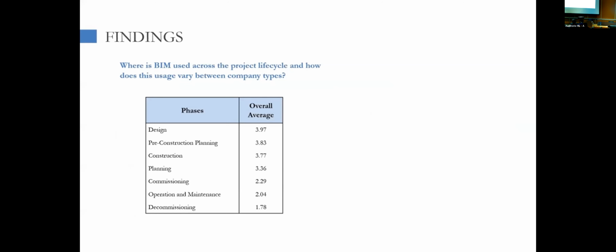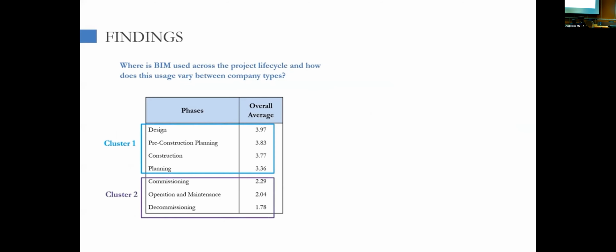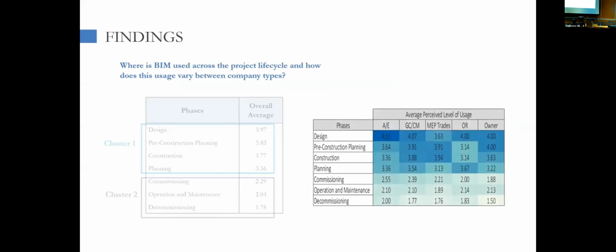So as we can see here, cluster 1 was design, pre-construction, construction, and planning, while cluster 2 was commissioning, operation, maintenance, decommissioning. So in this case, phases in cluster 1 use BIM significantly more than the phases of cluster 2. Again, the perceived level of usage of BIM throughout the life cycle of the construction project, we broke it down by company type. The analysis of this heat map showed that all companies have similar perception of the level of usage of BIM in each of the 7 phases of the life cycle of a construction project. We did not see any significant difference at any level of those project phases.